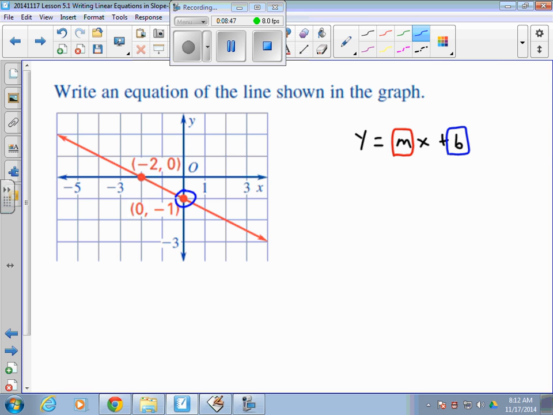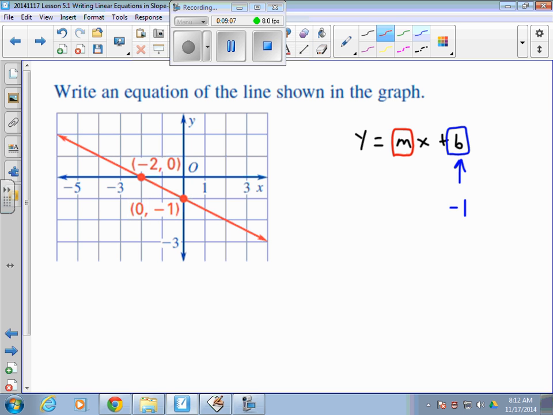Remember, that point's value is 0, -1. You're not interested in the 0 part. You're just interested in this y value, -1. So your b value for this one is going to be -1. Then you just need to find the slope, so find the slope based on the picture.